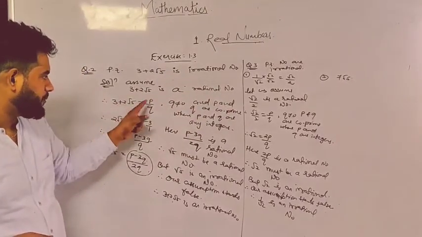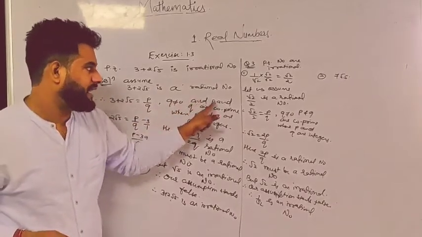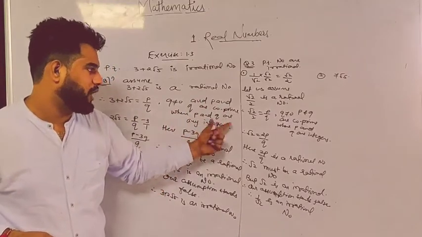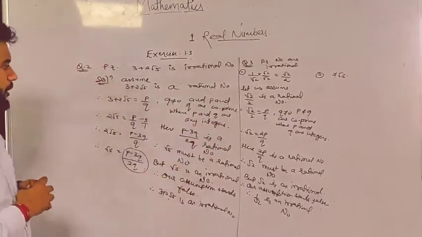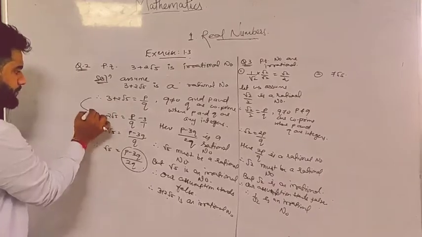It can be written in the form p by q, where q should not be equal to 0, and p and q are both co-prime numbers, where p and q are any integers. Now, what do you have to do after this step?